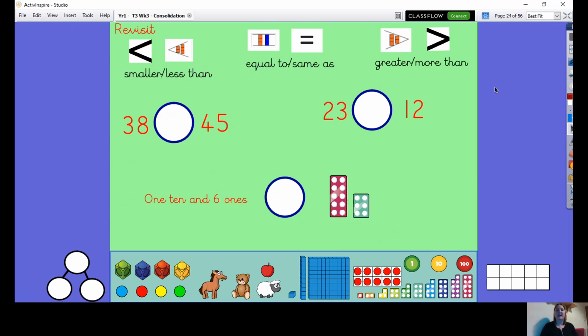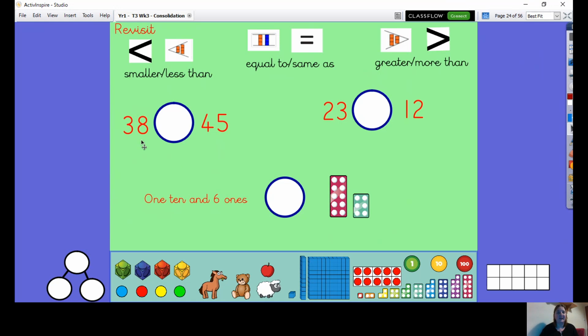So we were doing this yesterday where you were comparing numbers and using these symbols. We were using the symbols smaller than, less than, equal to, the same as, or greater than, more than, bigger than. So all those words, greater, bigger, larger, all mean the same thing. Okay, so let's have a look at these numbers. Comparing 38 with 45, comparing 23 with 12, and when you need to work out what this number is first, we've got 1 ten and 6 ones, and then work out what this number is and compare the two. So you might want to pause the video there and have a little think about that.